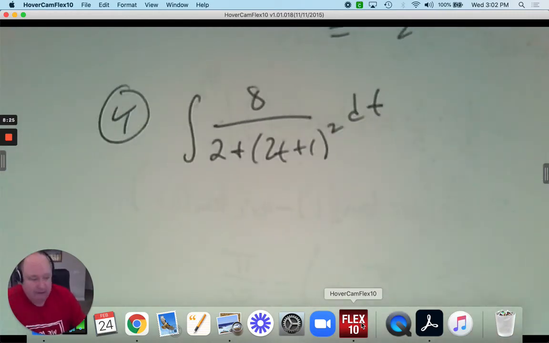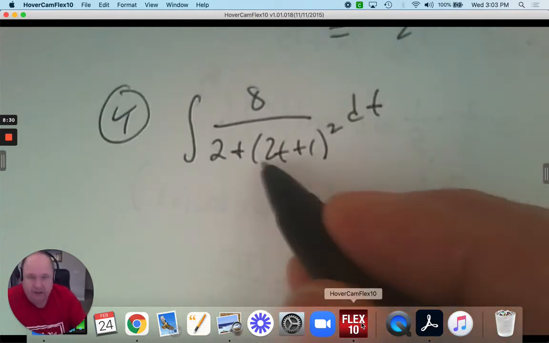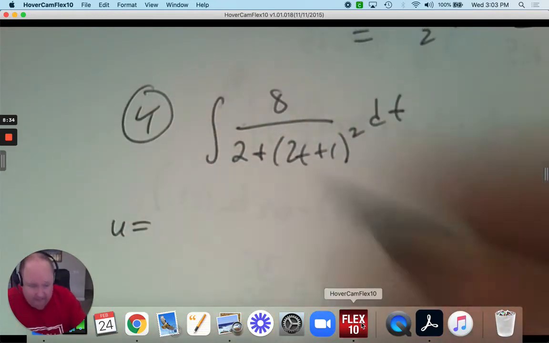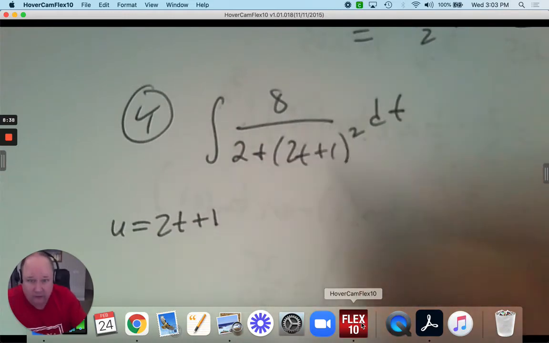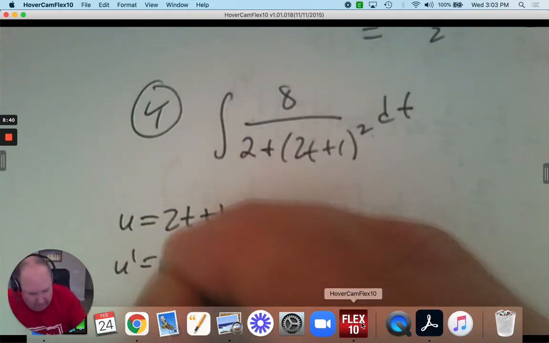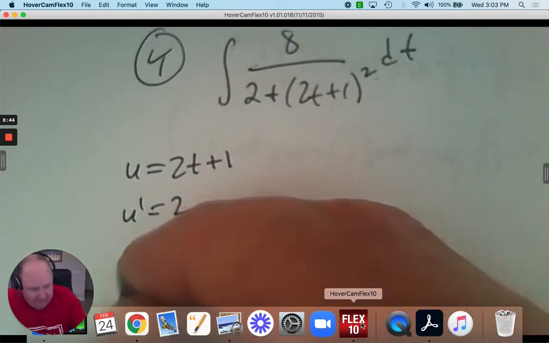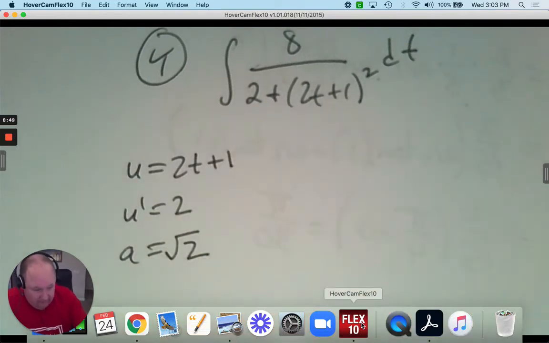All right. So this is in the form of arctangent. So if I look, u is the square root of that. So u is 2t plus 1. So the square root and the square cross out. U prime is 2. That's what the numerator should be. And then a is the square root of 2. It's just the square root of 2.